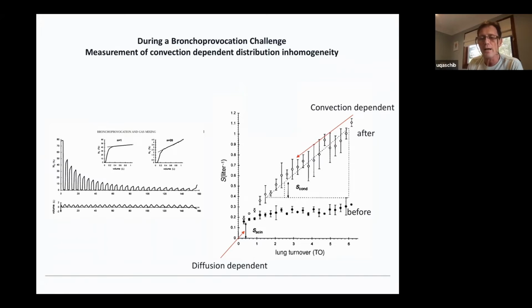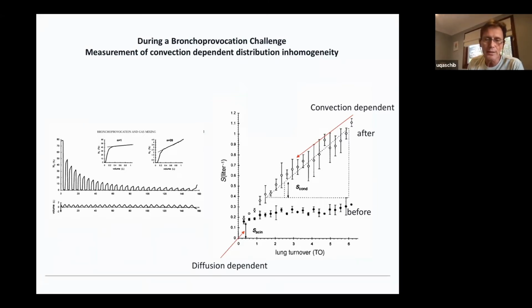So we have quite a fantastic means to demonstrate when the convection-dependent ventilation maldistribution is changing. You can see that if you put a slope through these dots, you can identify the convection-dependent maldistribution quite neatly from the normal.